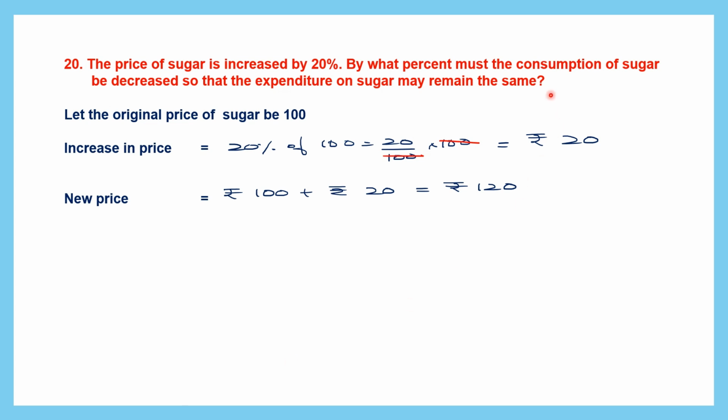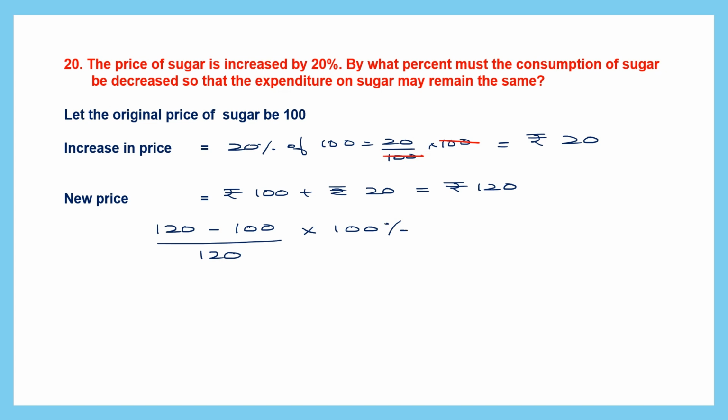So here we have to reduce the consumption of sugar so that the price is at 100. Now it's increased by 20 rupees and it has become 120 rupees. But we have to reduce our consumption so that the price of the sugar remains the same. So for that we're going to find what the decrease percent is going to be. We take 120, that is the new price, minus the original price, which is 100, and divide this by the new price. So this is with respect to the new price. And then we're finding the percentage, so we multiply this by 100%.